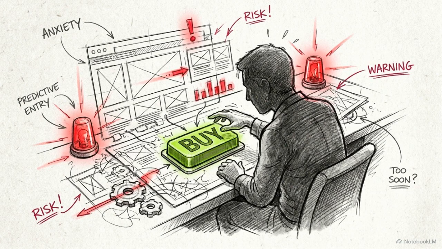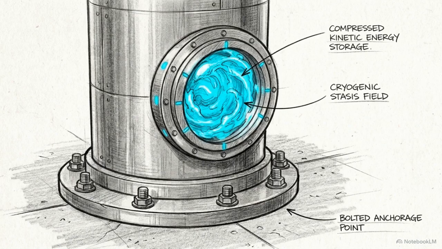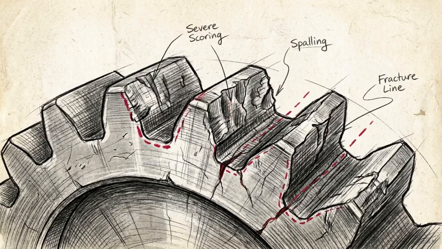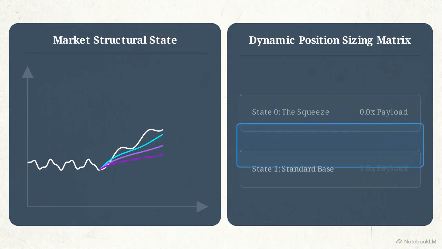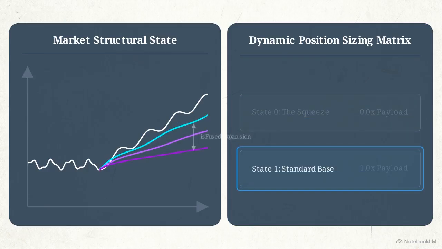Amateurs routinely attempt to guess the direction of a breakout during these tight consolidations. The quantitative rule dictates that you sit on your hands and let the kinetic energy store up inside the sealed cylinder, completely avoiding the accumulation of early friction damage. Once that energy releases, the matrix shifts to state 1, the standard base. Visually, the moving averages execute a clean chronological expansion, triggering a standard 1.0 multiplier payload.